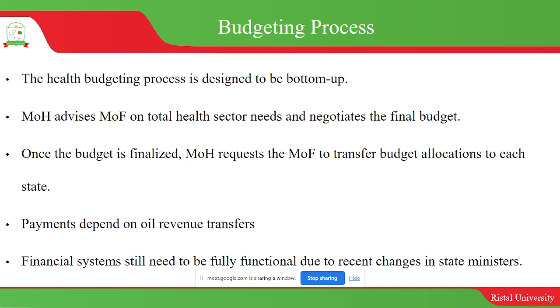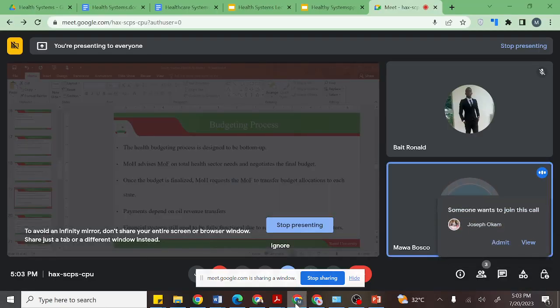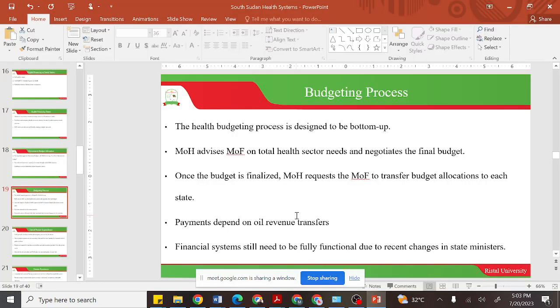The money is transferred now to the different states. Okay? But often there are delays. That happens because much of the budget is financed by revenues from the oil resources. And if the revenues from oil resources take long to come, then it means that the transfers to the different states will also be delayed.